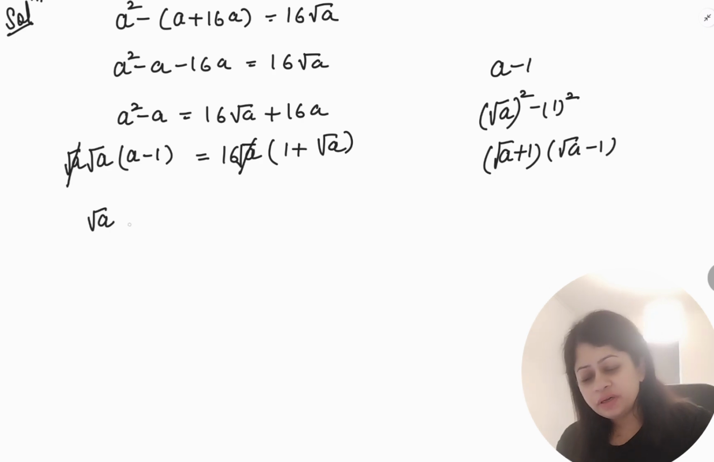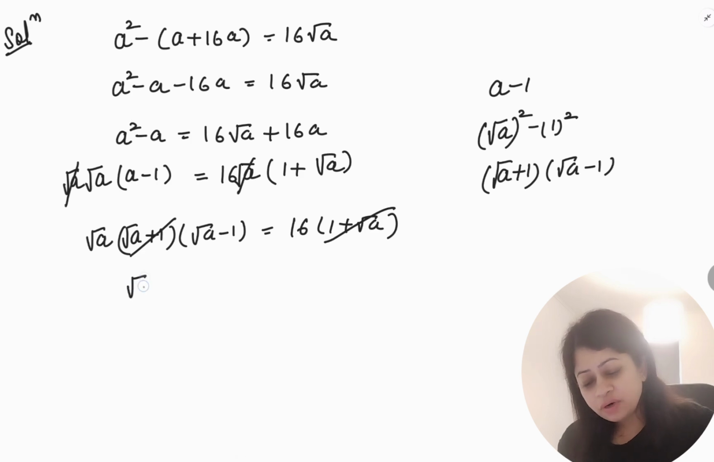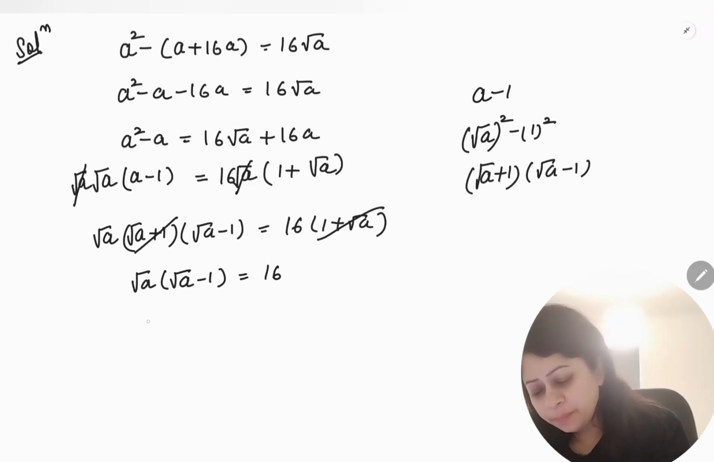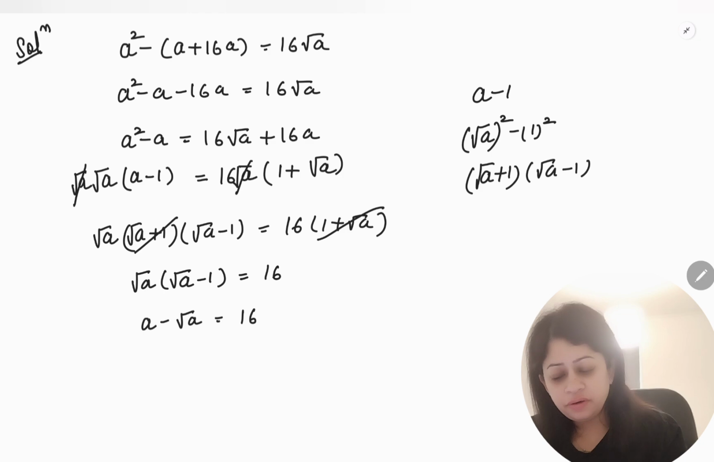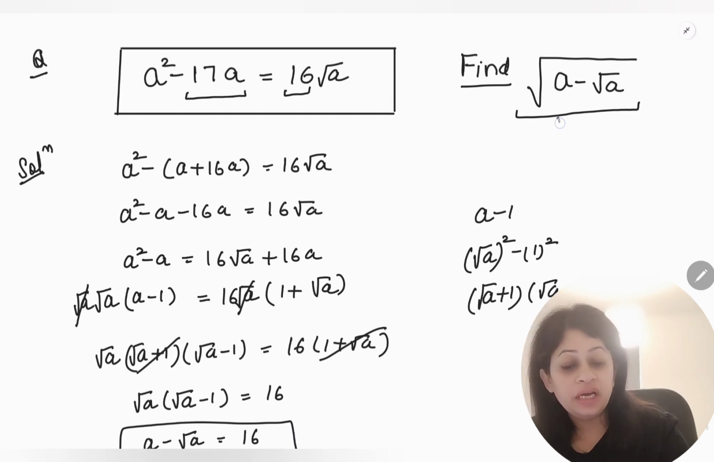So I will break it further. This is under root a plus 1 and under root a minus 1. Here we have 1 plus under root a. If we look at this, we can cancel out this term. So we are left with under root a minus 1 is equal to 16. So then it will become a minus under root a is equal to 16, right? Now we have got the value of a minus under root a, right?